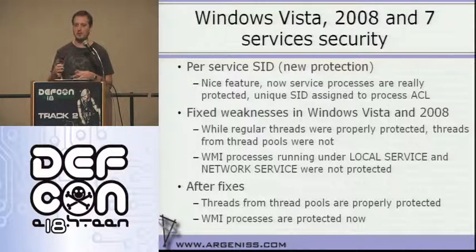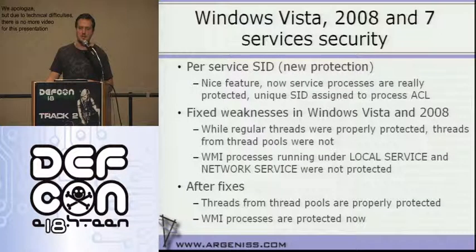Basically, this is almost the same protection they added to fix the issues on Windows XP and 2003. I found a couple of weaknesses on Windows Vista and 2008. While the regular threads were properly protected by an ACL, the same as the process, the threads from thread pools, which are a special kind of thread managed by pools on Windows, a functionality provided to automatically manage threads, had the default ACL. So other processes running on the same account could access these thread pools and manipulate them, elevate privileges, or do other things in other processes different from the process that was attacking.